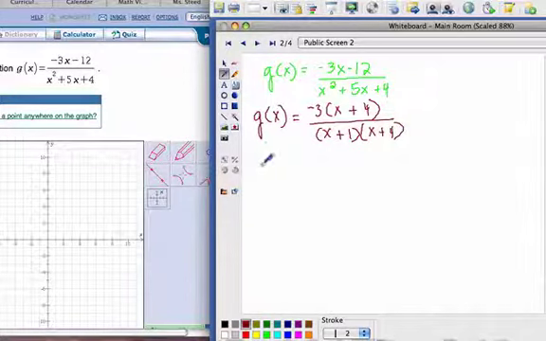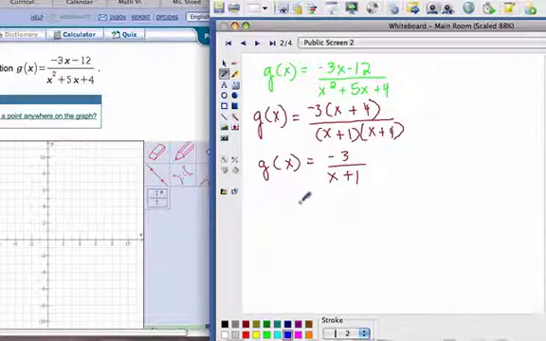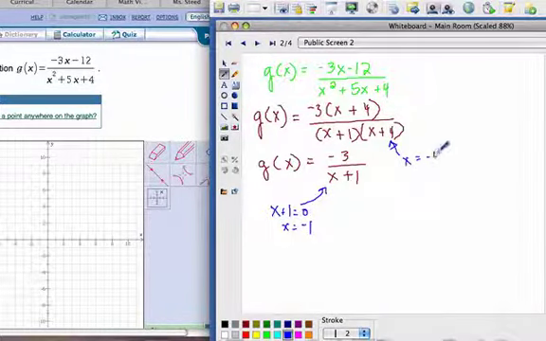Okay, so I'm going to rewrite this now so that I don't forget that g of x equals negative 3 over x plus 1. Right, there's my simplified version, and I can see that this one here, remember that this is going to be the asymptote, so x plus 1 equals 0 gives me x equals negative 1, and here this is going to be x equals negative 4. This one's going to be the hole.